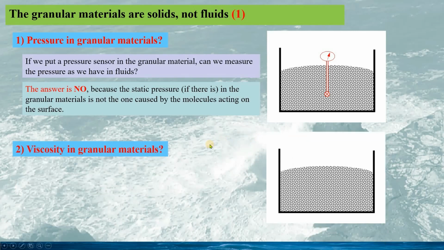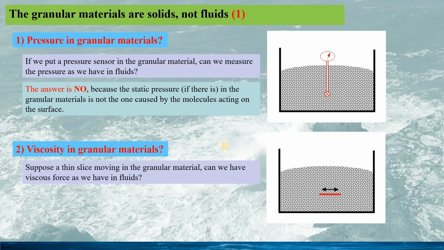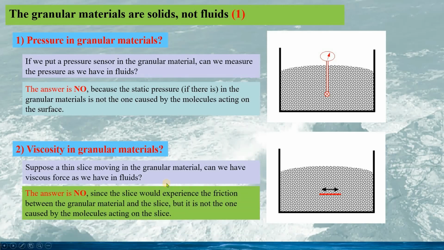Is there viscosity in granular materials? We can assume a slide in the granular materials, and if we move this slide, we will expect friction between the granular materials and the slide. However, the friction would be very different from the conventional viscosity, which is caused by the molecules acting on the slide. Therefore, the answer is there will be no viscous stress in granular materials.